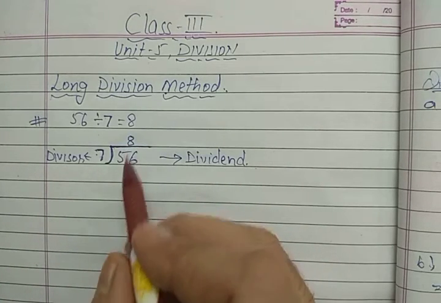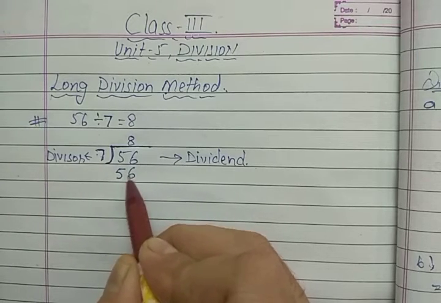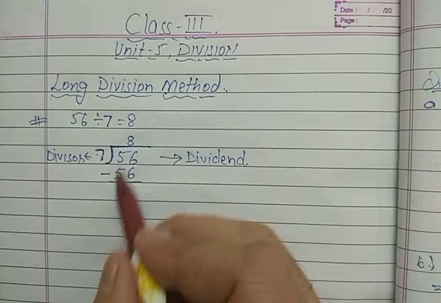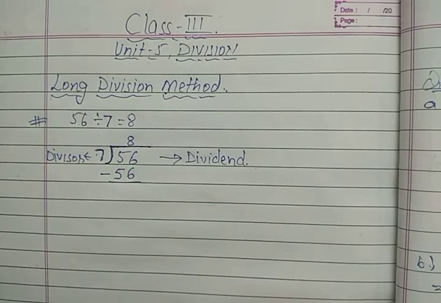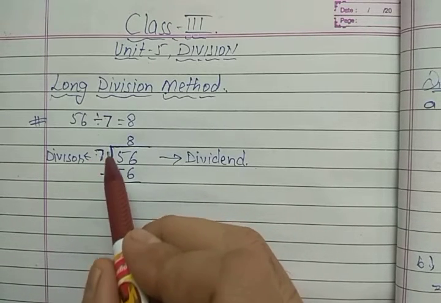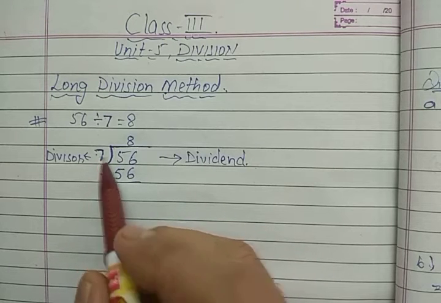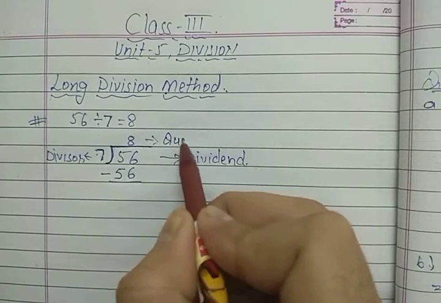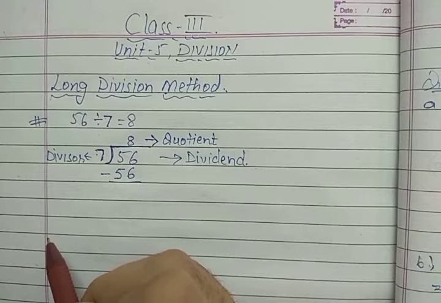7 8s are 56. We have to write 7 8s are 56 and then subtract it. So these are some steps. When we do questions again and again, these will come to us. But the thing is, look at their positions. Where have we to write the divisor, where the dividend, and where the quotient. Here we have to write the quotient.